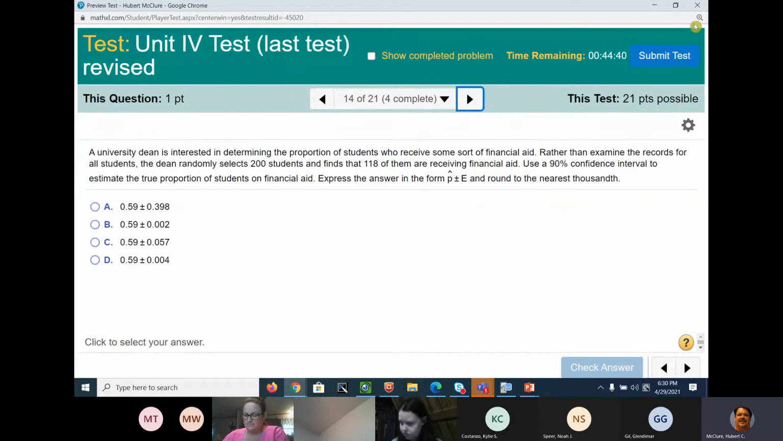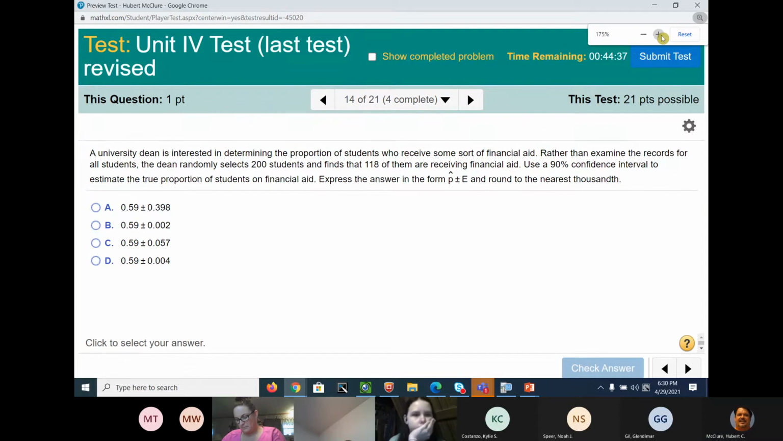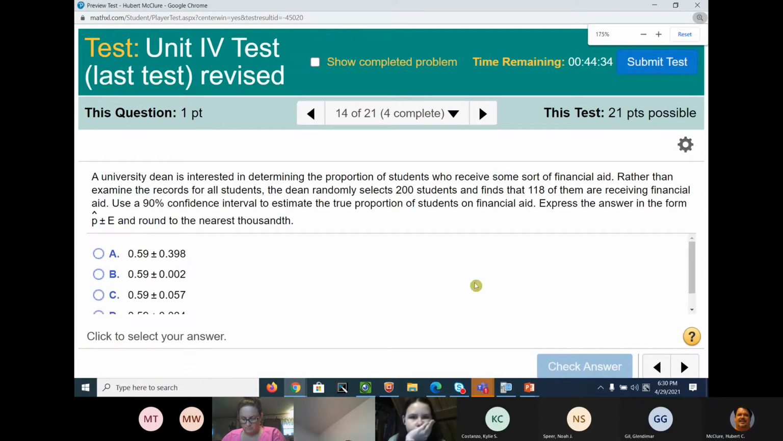I'm going to blow it up one more time for you. Now this one, you don't even have to do the confidence interval. You just have to put P hat and the margin of error. They're not even asking for the confidence interval. Just give me a minute. Let me write this down. I'm going to give y'all a minute to do it.